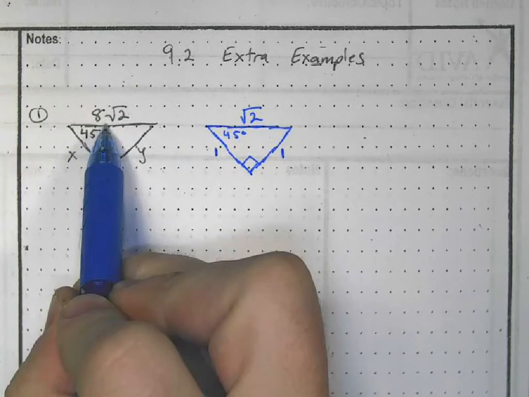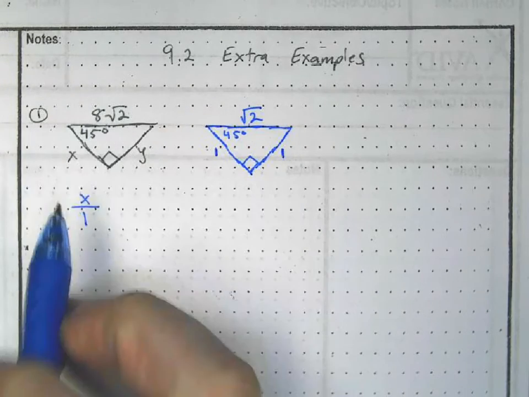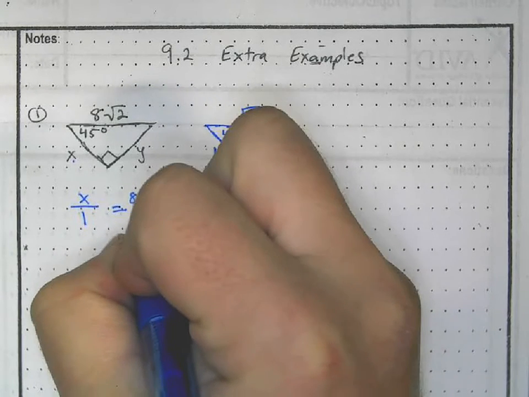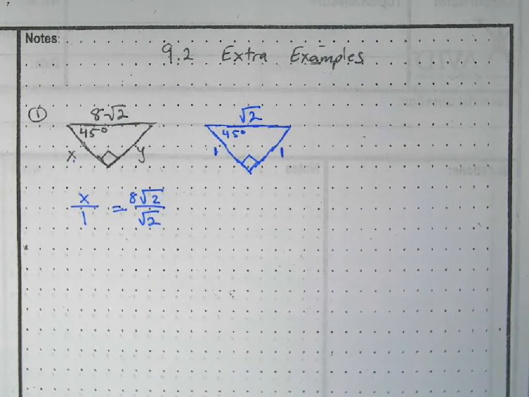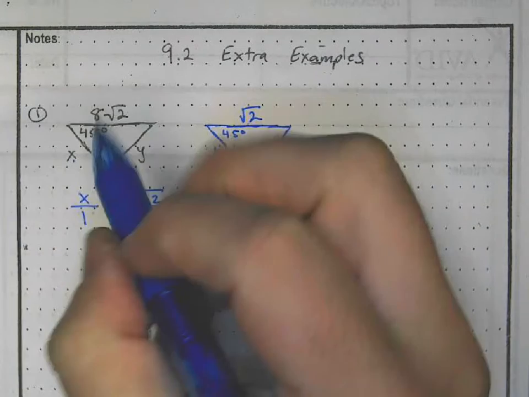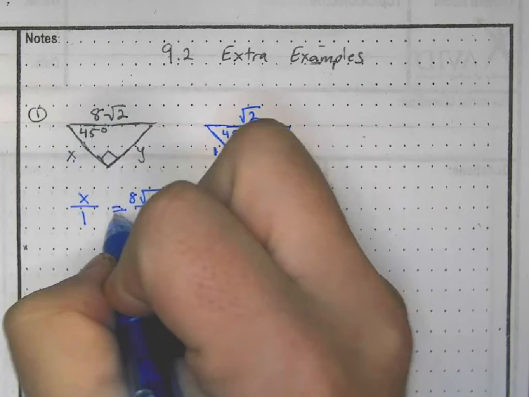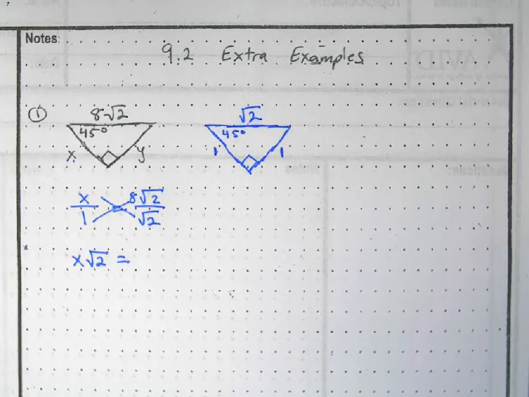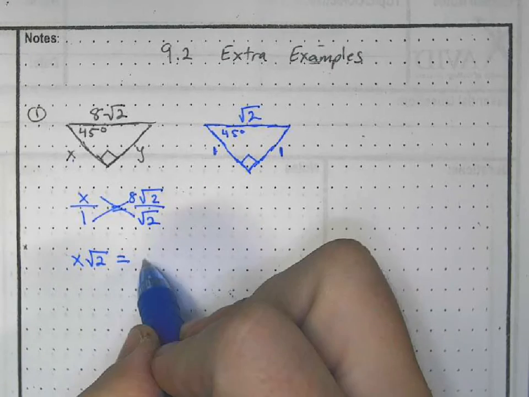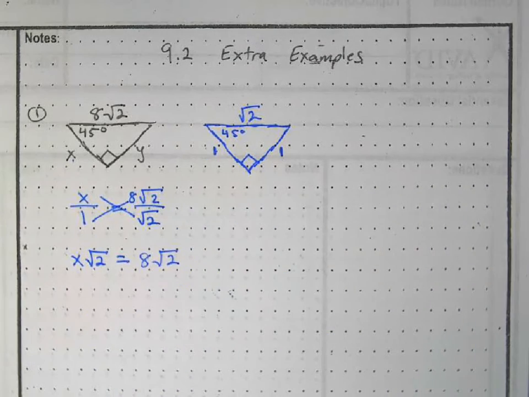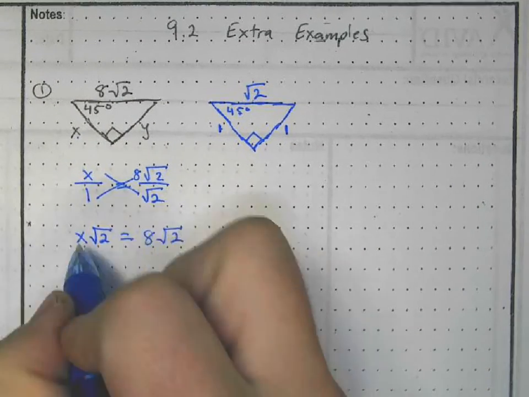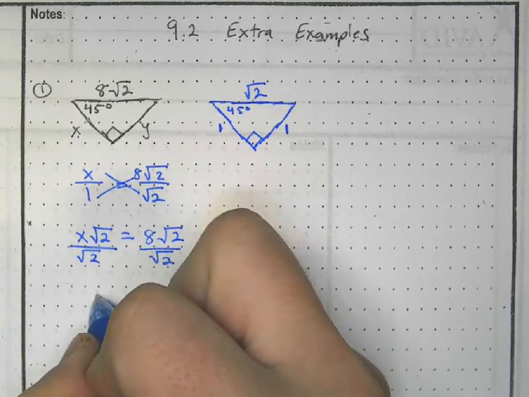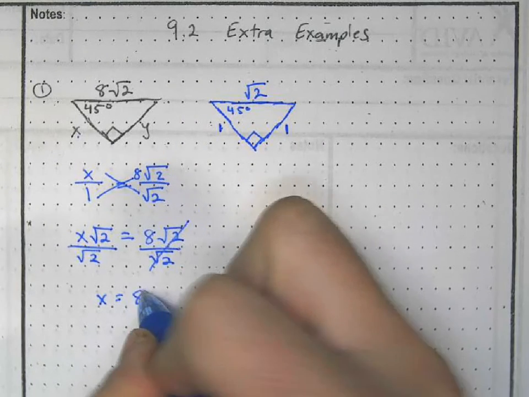So I'm going to go left to left, top to top. So x is to 1, left is to left, as top, 8 root 2, is to root 2. Now we can cross multiply and solve. So that's going to be x root 2 is equal to 1 times 8 root 2. 1 times anything leaves it the same, so 8 root 2. Now I need to get x by itself, so this is multiplication, so I'll just divide by the square root of 2. And then we get x equals, well, those cancel, so I have x equals 8.